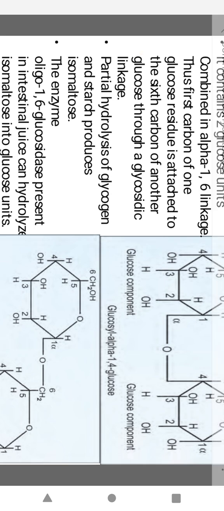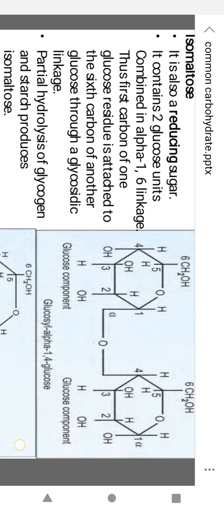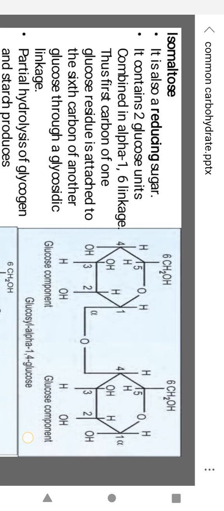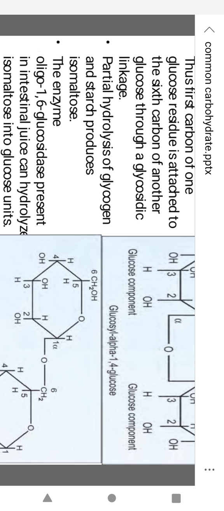Next, we see about isomaltose. Isomaltose is also a reducing sugar. It contains two glucose units combined in alpha 1,6 linkage. Thus, the first carbon atom of one glucose residue is attached to the sixth carbon atom of the adjacent glucose unit by glycosidic linkage. Partial hydrolysis of glycogen and starch can also produce isomaltose.